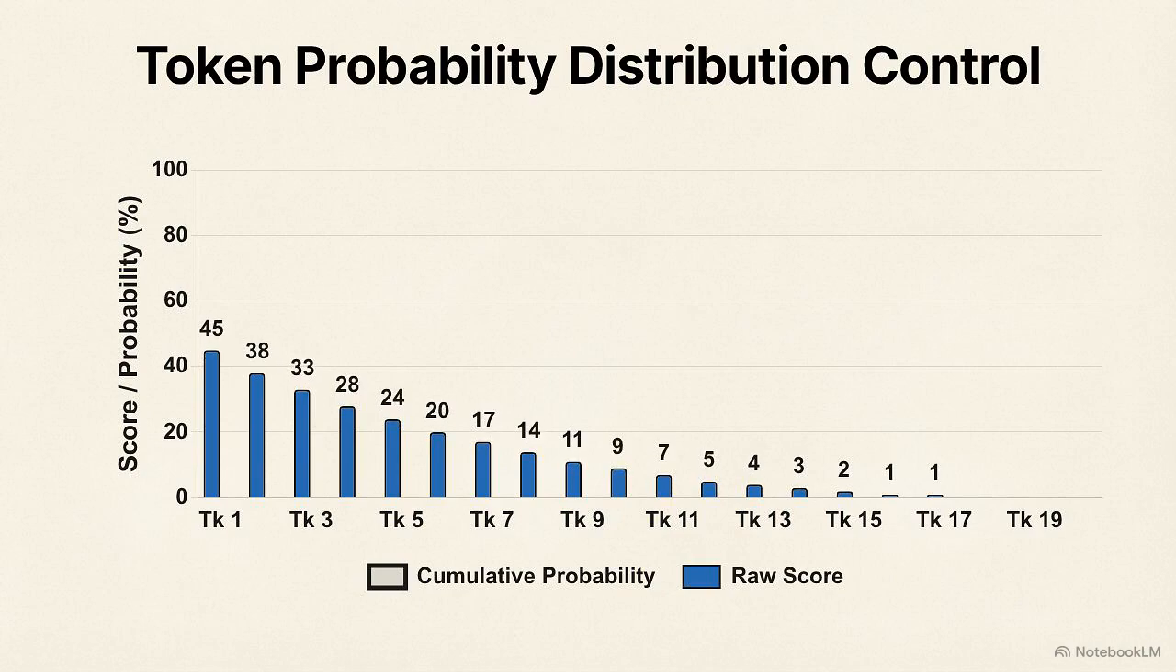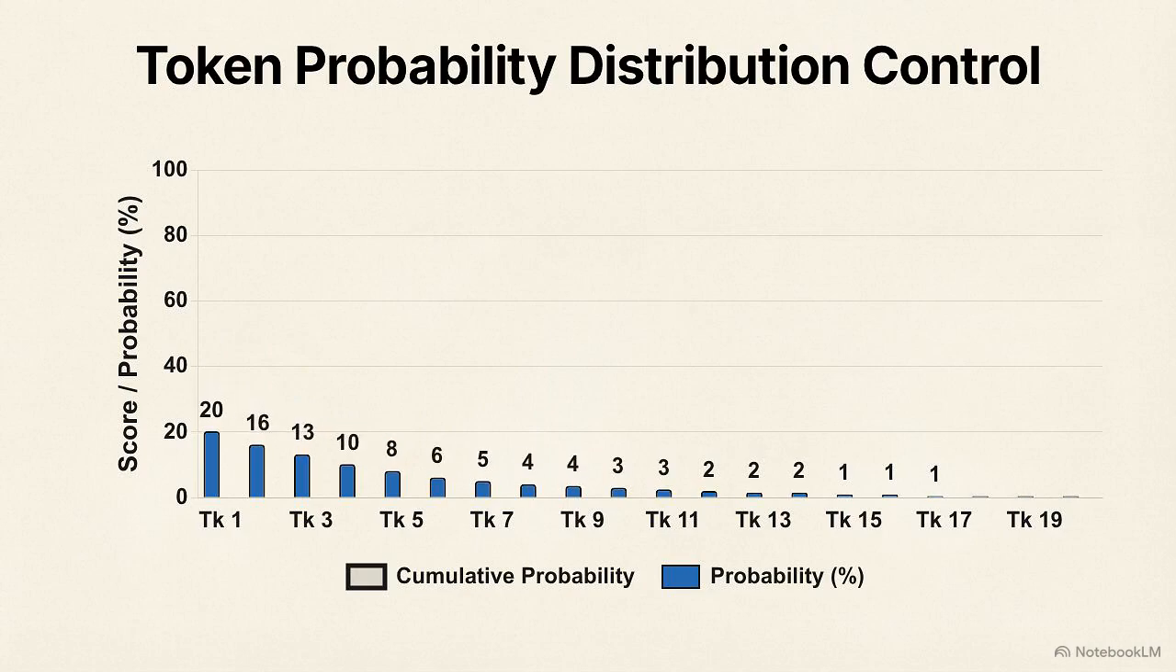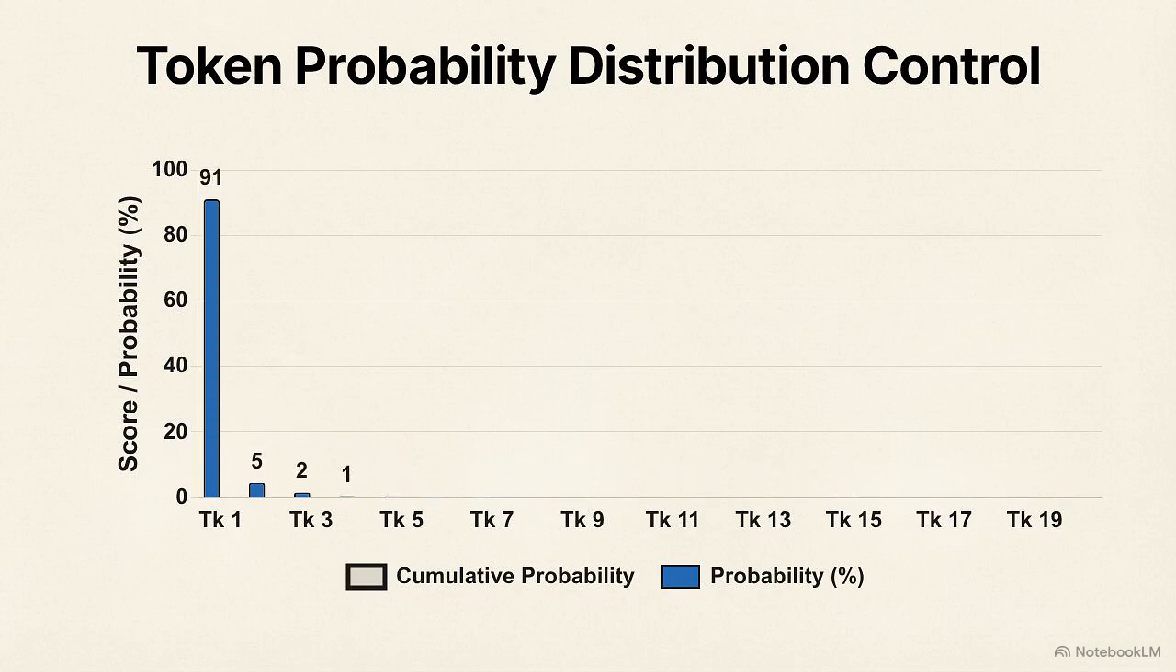Logits are the raw, unnormalized scores generated by the neural network for each possible next word. The temperature parameter, represented by T, is a scaling factor applied to these raw logits before they pass through a softmax function, a mathematical operation that converts those raw scores into a final set of probabilities.